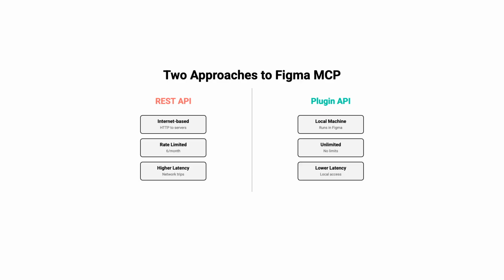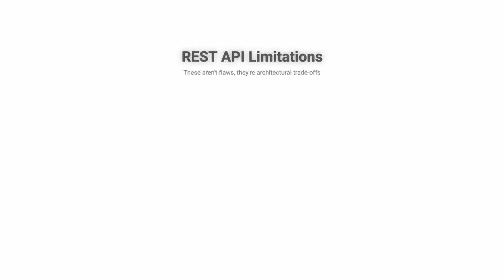AI agent. The second approach uses Figma's plugin API. This is what Figma's official MCP uses, and it's the same API that powers every plugin you see in Figma. Instead of going through external servers, it runs locally inside your Figma desktop app. So what's the practical difference?